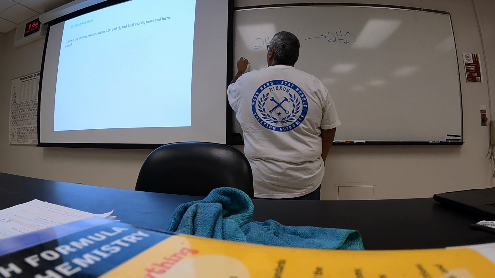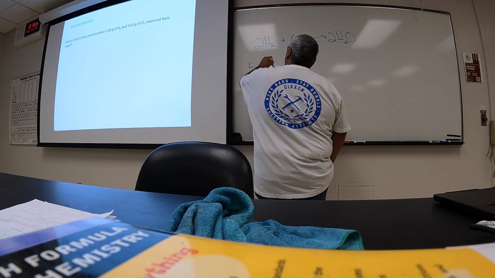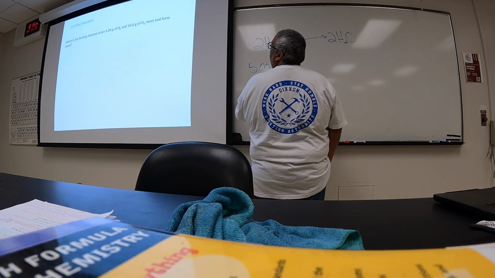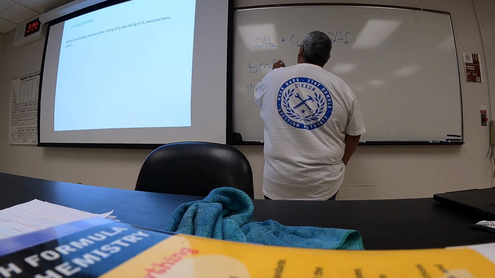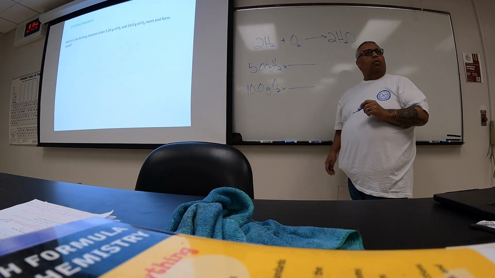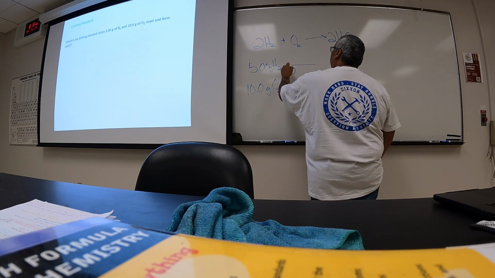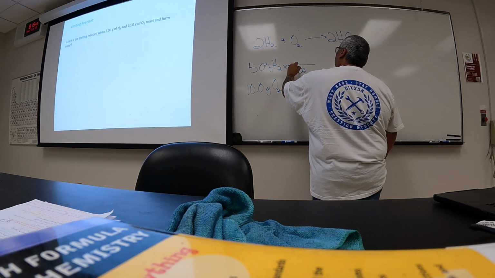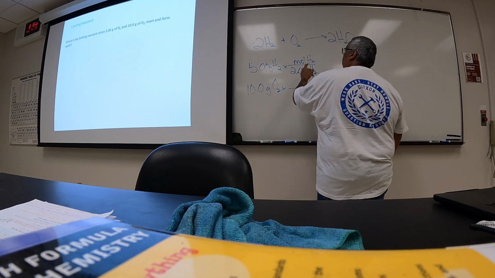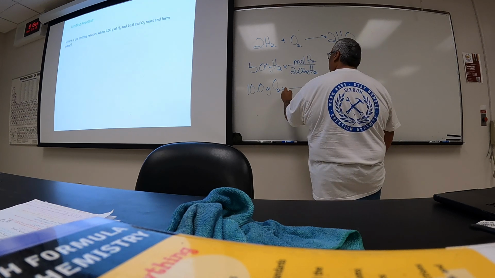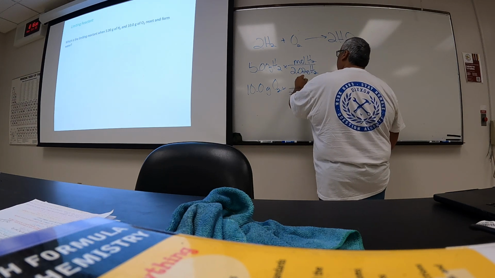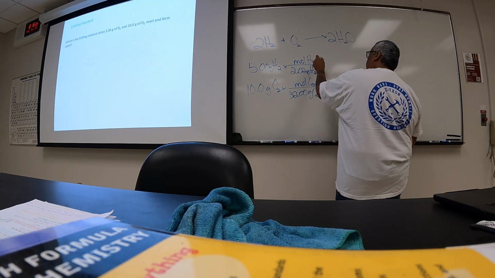And now we can start. All right, so we have 5.00 grams of hydrogen, and we have 10.0 grams of oxygen. So step 1 is to convert these grams into moles. For H2, there are 2 hydrogens, so this is 2.02 grams of hydrogen for every mole of hydrogen. And this is going to be 32.00 grams of O2 for every mole of O2.